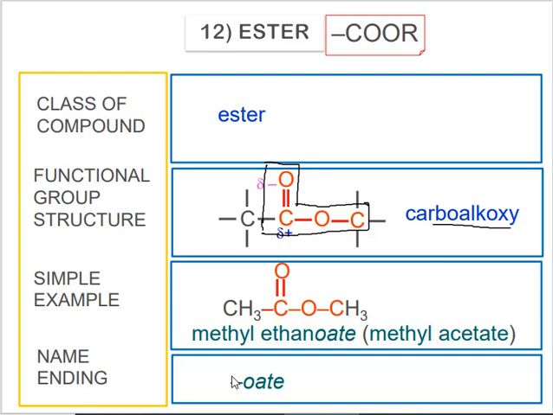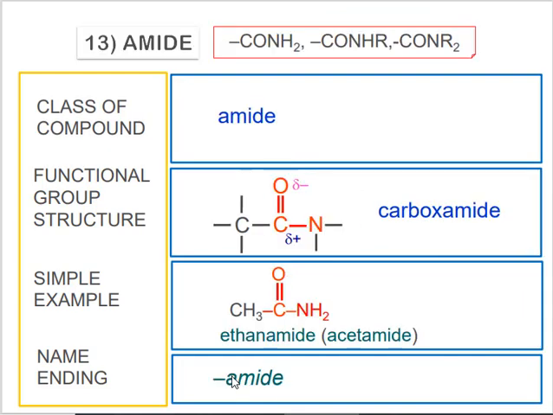As for the naming, esters end with OATE. For example, this ester has a methyl group here and an ethyl group, so the name is methyl ethanoate. But don't worry about the naming, you will learn about it later on. For now, you should be able to identify the correct region which represents that particular functional group or class of compound.